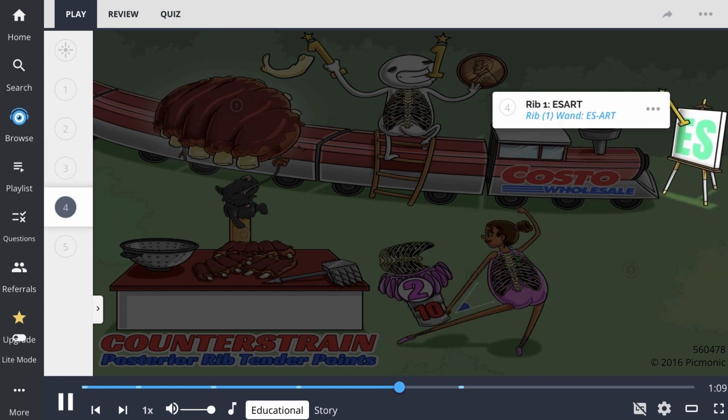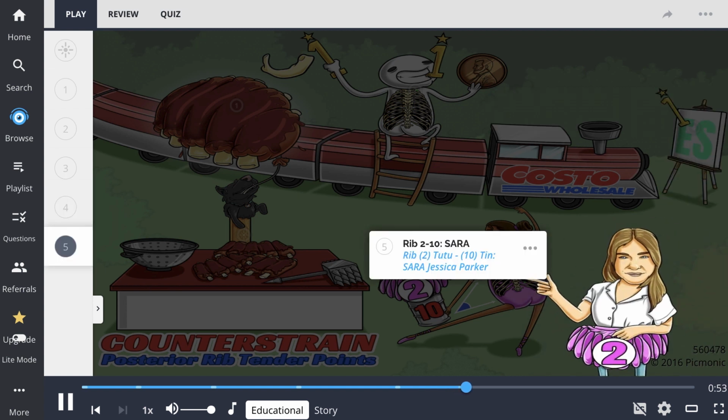The first one we will tackle is rib 1, ESART, represented by the 1 wand and ES art. The tender point at rib 1 is addressed by putting the spine into extension, side bending away, and rotating towards the tender point. The position of ease in counterstrain is accomplished in the rest of the ribs, ribs 2 through 10, Sarah, seen here as ribs 2, 2, 2 to 10, 10, Sarah Jessica Parker. Ribs 2 through 10 are treated similarly, establishing the position of ease by side bending and rotating the spine away from the tender point.